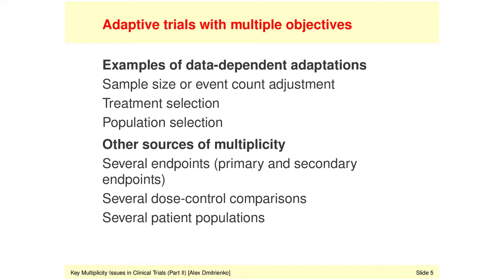We should not forget that adaptive designs do not exist in a vacuum, and trials that take advantage of certain adaptive features typically pursue multiple clinical objectives that are formulated in terms of several endpoints, primary as well as secondary endpoints, potentially several dose control comparisons or several patient populations. There may be other sources of multiplicity. Our main goal in this module is to discuss available methods for tackling multiplicity issues in adaptive trials.